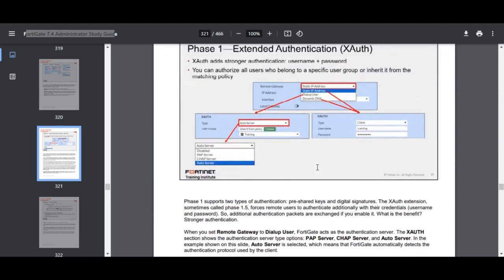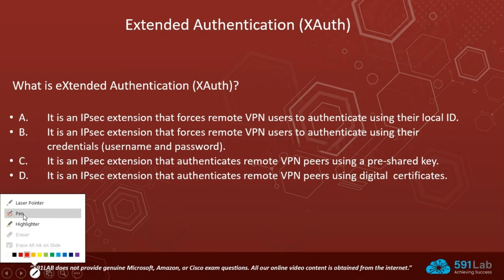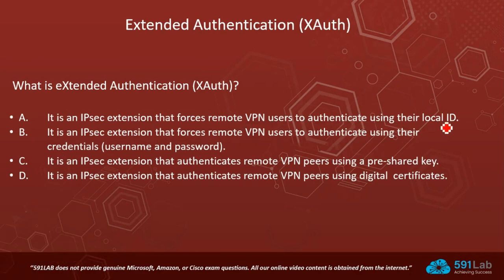Okay, let's go back to the question and find out the correct answer. Answer A, it is an IPsec extension that forces remote VPN users to authenticate using their local ID. No, this answer is incorrect. Answer B, it is an IPsec extension that forces remote VPN users to authenticate using their credentials, username and password. Yes, answer B we can select as a correct answer. Answer C, it is an IPsec extension that authenticates the remote VPN peer using a pre-shared key. No, this answer is also incorrect. Answer D, it is an IPsec extension that authenticates remote VPN peers using digital certificates. No, this answer is also incorrect. The correct answer for this question is answer B.